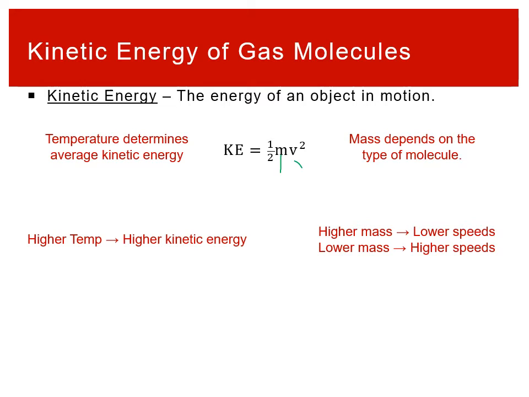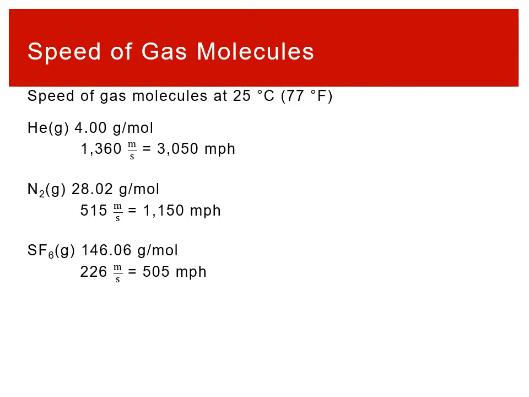Again, this is going to depend on the type of gas that you're dealing with. If you have a gas with a high mass, when I say mass, I mean the molecule mass, there are going to be slower speeds of those molecules. Low mass molecules have higher speeds. So we can look at the effects of this.